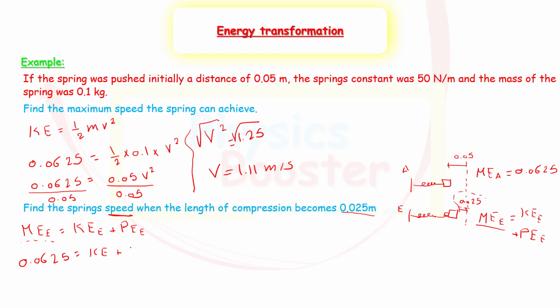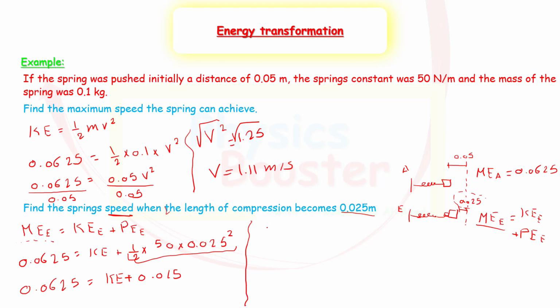So I can simply find it, which is half multiplied by k, which is 50, multiplied by the distance 0.025 squared. Now, this will take us to 0.0625 equal to the kinetic energy at location E plus 0.015. When I multiply all these numbers together, I get 0.015. Now let's continue solving this problem. I will subtract 0.015 from both sides.